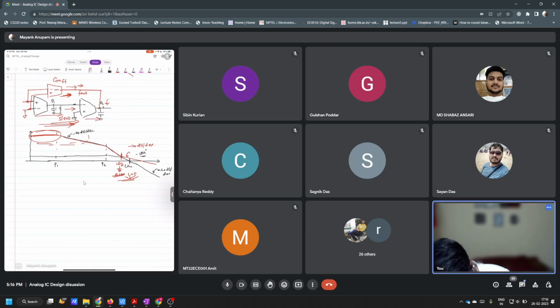So let's say this is the fast path. Not this color, let's use a different color. Let's say this is the fast path, and this is the slow path.